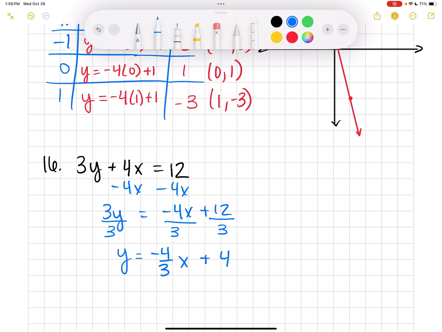Can't you just plot that though? Do you have to do it? We have to do it in this section the way that I'm teaching it. So don't question the teacher. You have to show the table and you have to plot the points.